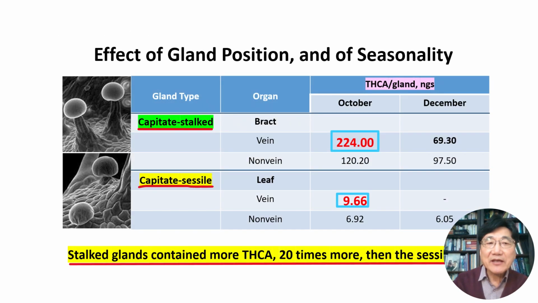We examined both sessile and stalked glandular trichomes for their respective cannabinoid contents. Whole glandular trichomes were removed from bracts and the leaves of the same plant to compare their contents. They were extracted for cannabinoids and analyzed. Results show that the stalked glandular trichomes on the bract contained more THC, approximately 20 times more than the sessile glandular trichomes on a leaf.